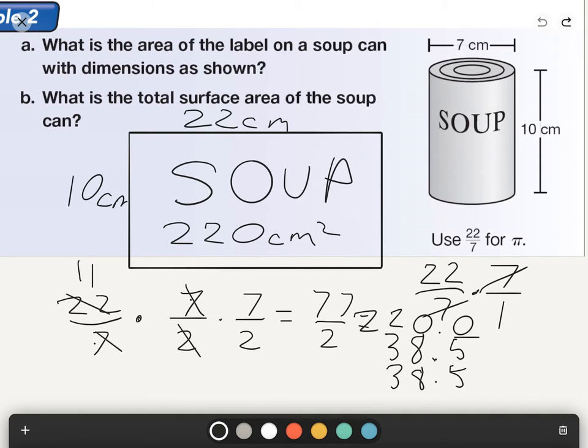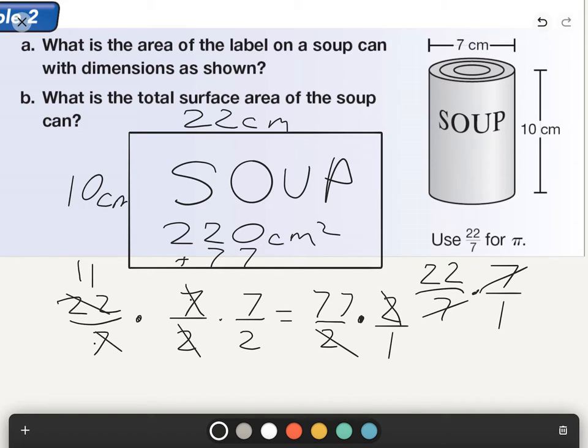However, I think that there's something we could do here instead. Okay, so we've got our 77 halves, right? But we're gonna multiply that by 2, so we could go times 2 over 1. Get it? Okay, you can clap on that, because I made that one up myself. So then that just gets us to 220 plus 77 square centimeters.